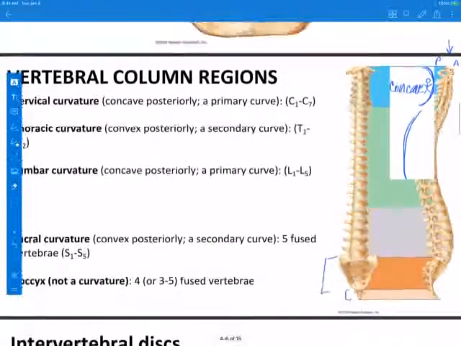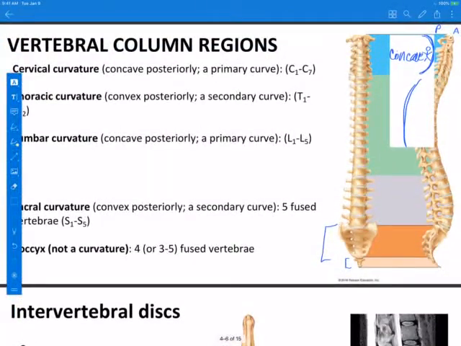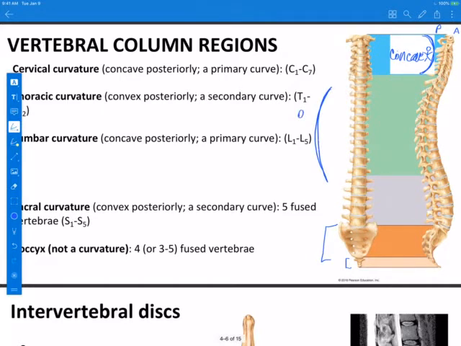And the convex curve would be like this. It would be a curve like this. And so it would be considered to be convex posteriorly. If you're looking at it from the posterior side, the curve would be like this. Concave would be like this.